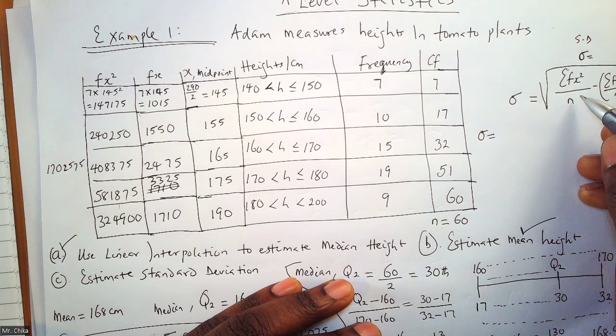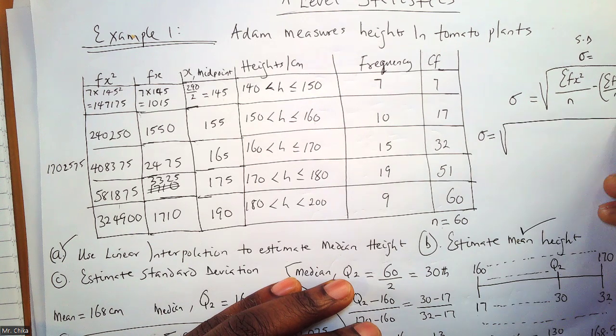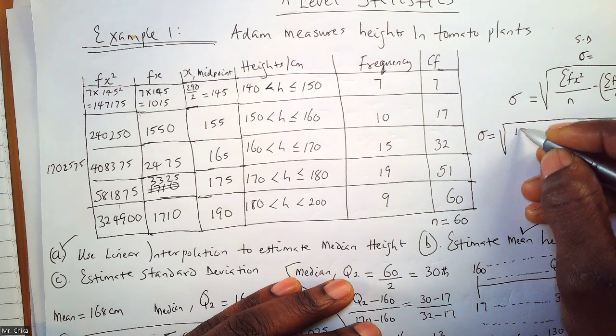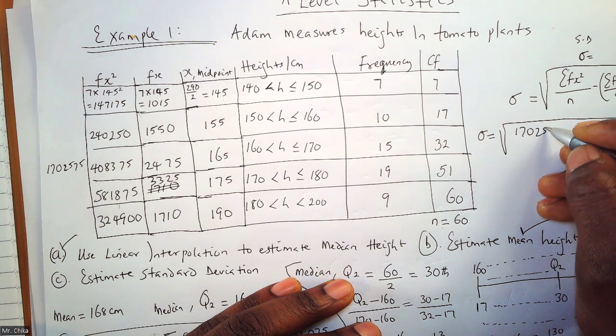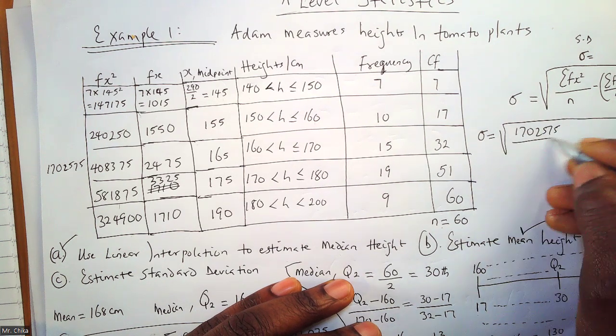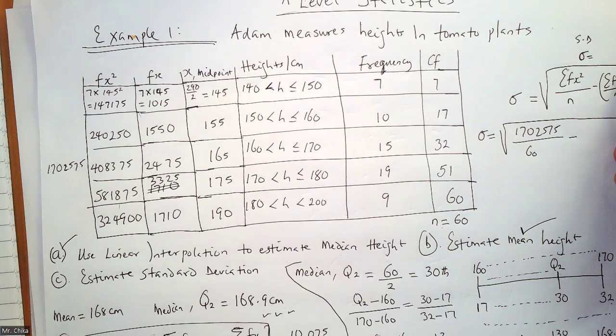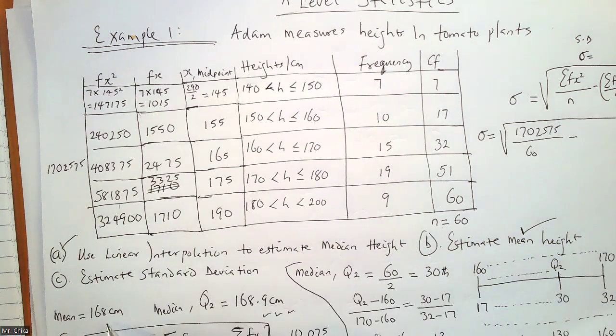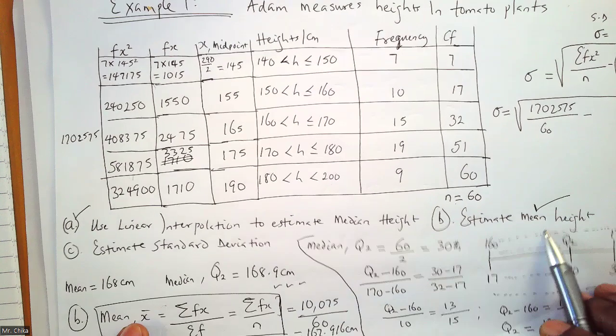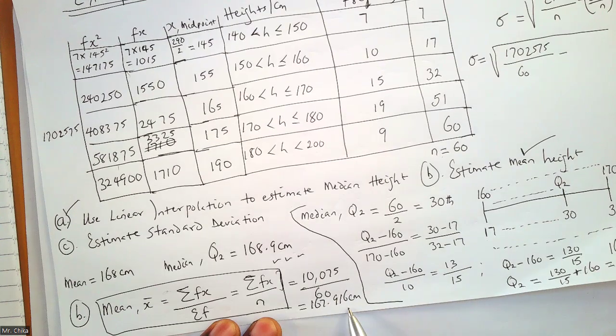So that will be the square root of 170,2575 divided by n, which is 60, take away that mean there. We've already defined the mean as 168, but just be careful. Use the one with the decimal point to make it accurate.